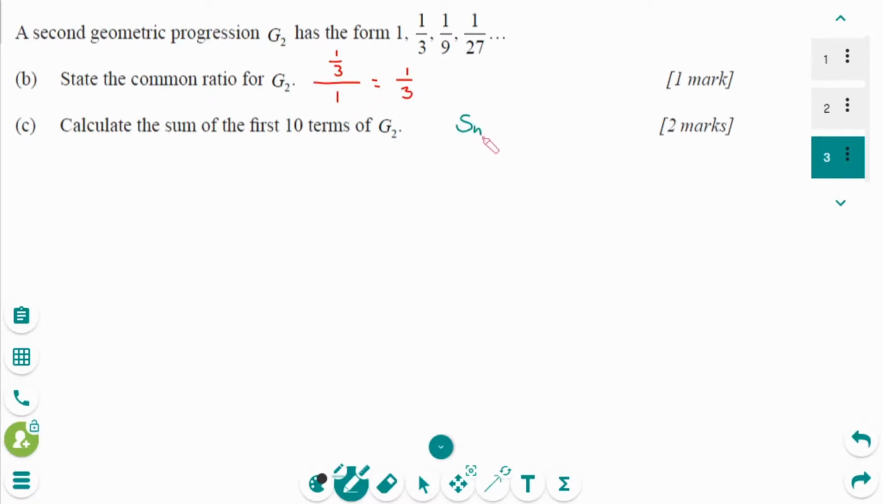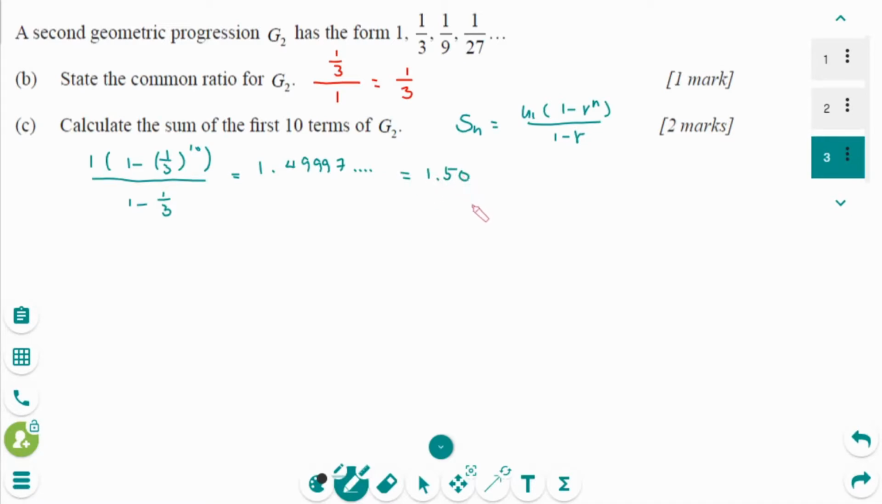Number C, Sn equals u1 times 1 minus r to the power of n over 1 minus r. Then u1 equals 1, r equals 1 over 3, so 1 minus 1 over 3 to the power of 10 over 1 minus 1 over 3 equals 1.49997. The final answer is 1.50 in 3SF.